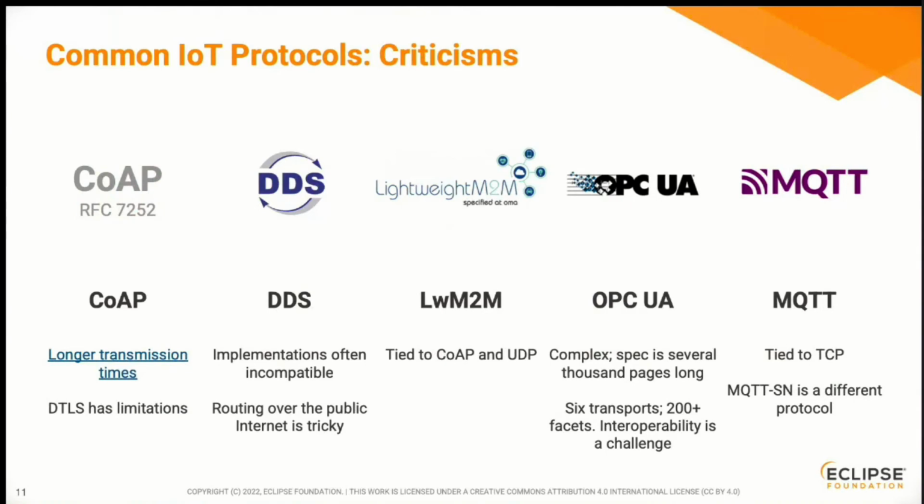In terms of CoAP, for example, you have longer transmission times, and DTLS as an encryption technology has its limitations. In the case of DDS, well, Angelo has been through integration hell already. I mean, he could tell you interesting stories about that. The fact is, even though there's a spec and a standard, most of the time it's difficult to interoperate between vendors in the DDS ecosystem. And then trying to route that traffic over the public internet is a nightmare. LwM2M is tied to CoAP and UDP, so it shares the weaknesses of CoAP.